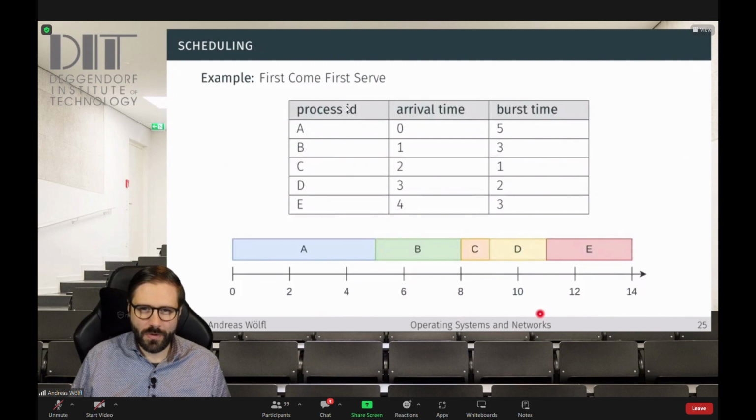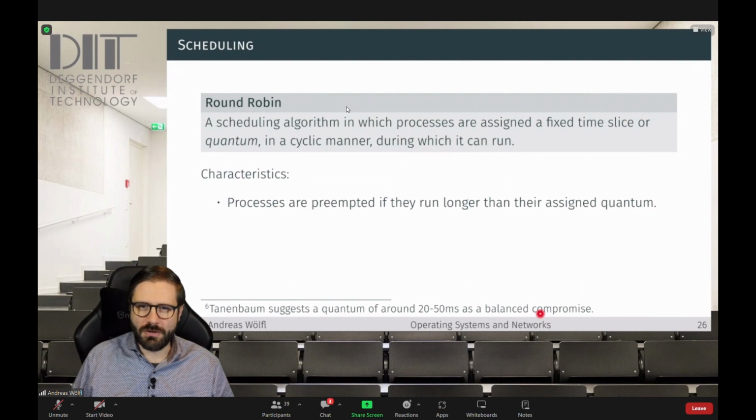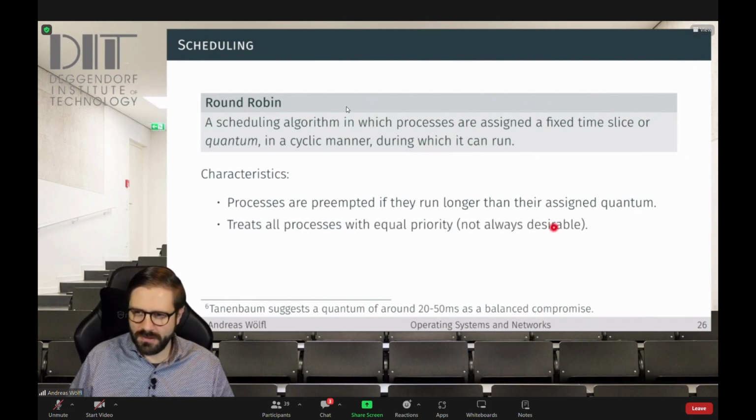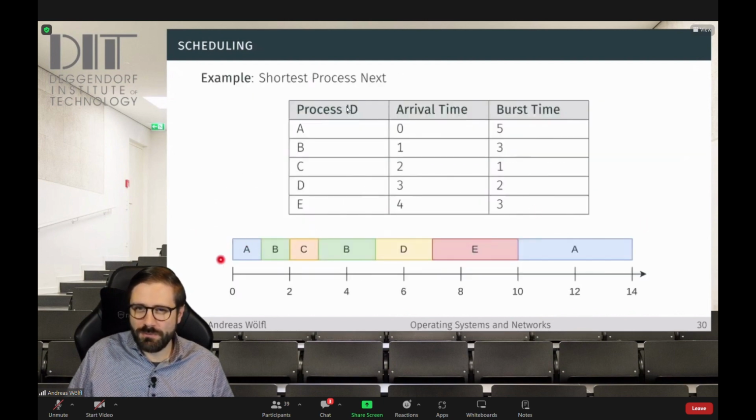Story so far: first come, first serve is not ideal for interactive processes. So round robin would be the next best thing, where we have a fixed quantum. This is nice, but sometimes, in order to meet user expectations, we want to have priority. User expectations are not always fast response times, but also fast completion times. And you see it here, the response time.